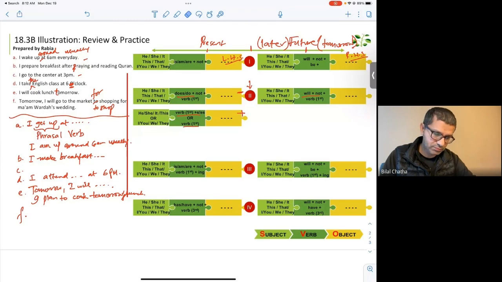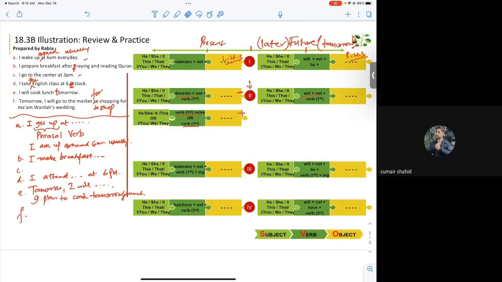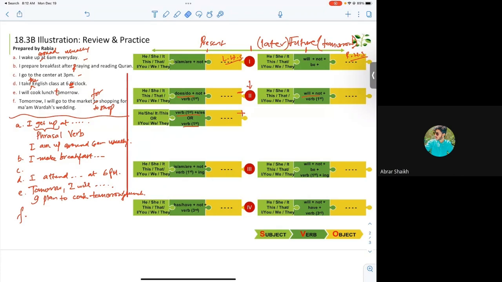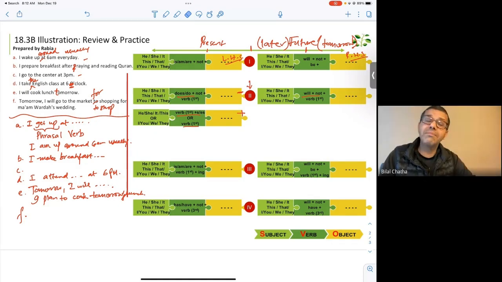So tomorrow I will go for shopping for ma'am's wedding. Okay, very good. Abrar: Tomorrow I will go to the market to buy some clothes for my brother's wedding. Very good. To buy some, if you are speaking generically, you say to buy some items, or to buy a few things.